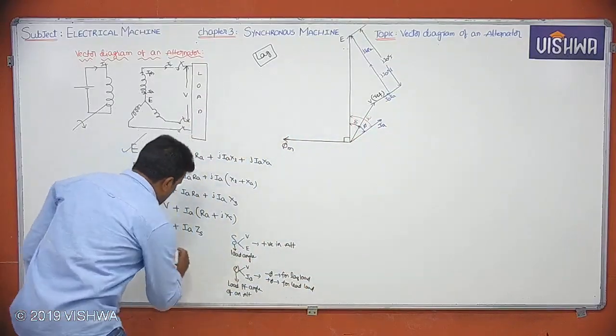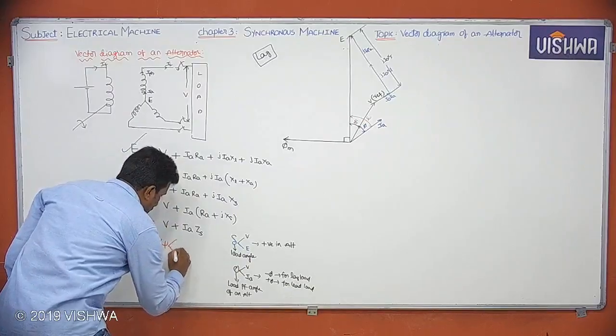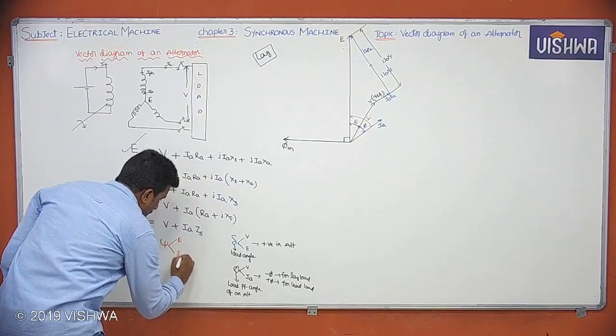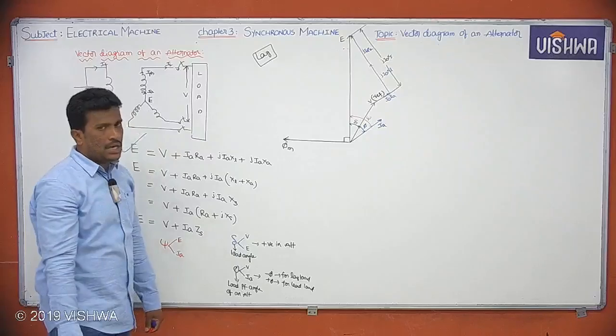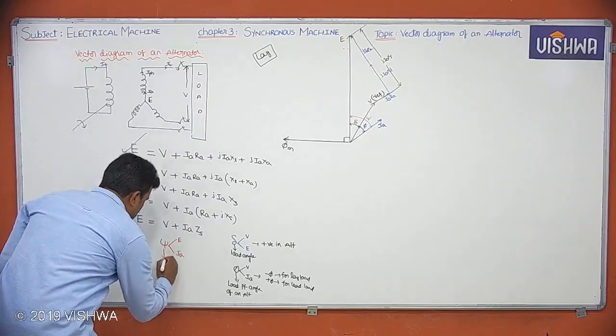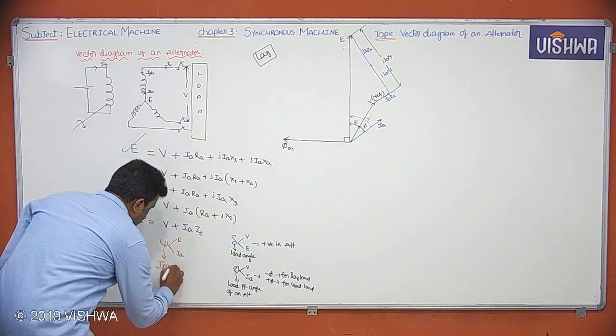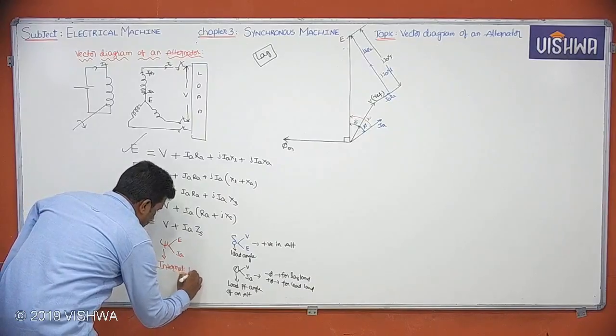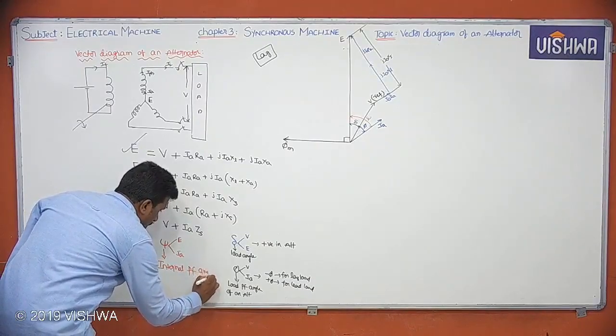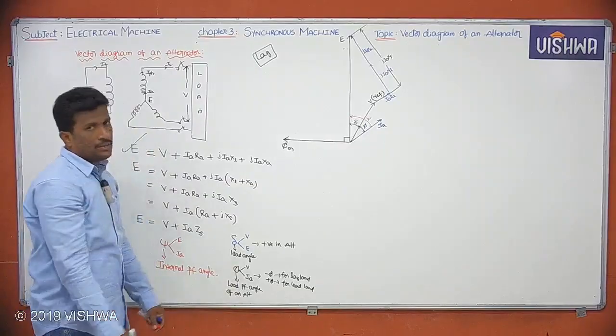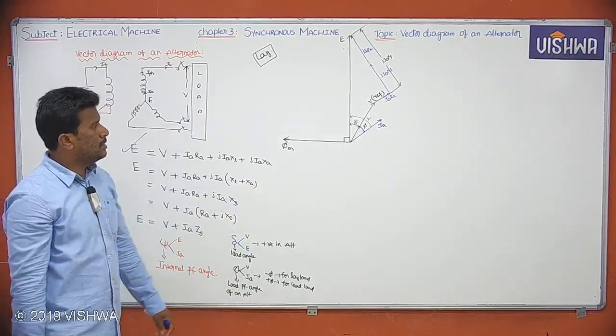Psi means what? I can write here: psi is the angle between E and IA. This psi can be called the internal power factor angle. Internal power factor angle. Is it clear?